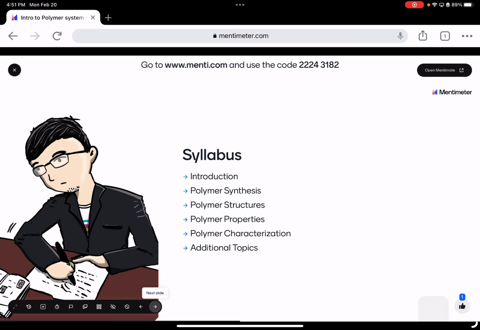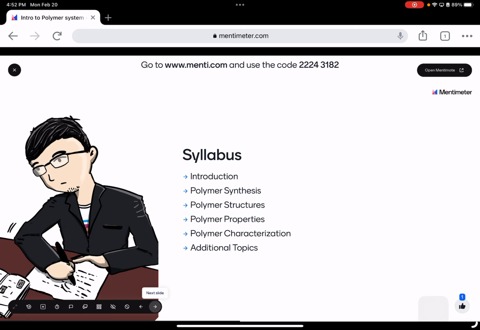let's say we have different structures. It will affect the properties. Is it strong? Is it weak? Is it stretchy? Is it not? The property will change. So in synthesis, we decide what kind of structure we have, and we decide what properties we want to have. So this is all like a story.